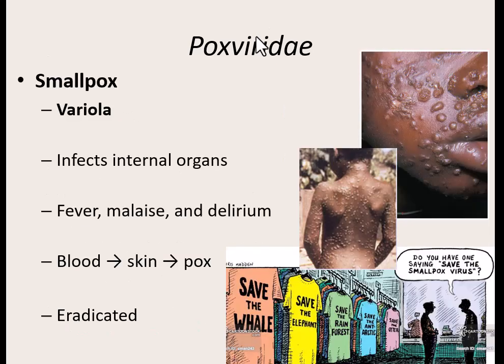Now, the first virus in this group is officially known as variola. We know it as the smallpox virus. When it gets inside the body, it infects internal organs. It can really infect almost any internal organ in our body, and it will cause damage to those organs. It will cause a fever that is known to hit over 107. Malaise, you're tired. Delirium, that's probably part of the fever of 107. Smallpox is deadly. When you start getting fevers that high and internal organ damage, it is a very deadly virus.